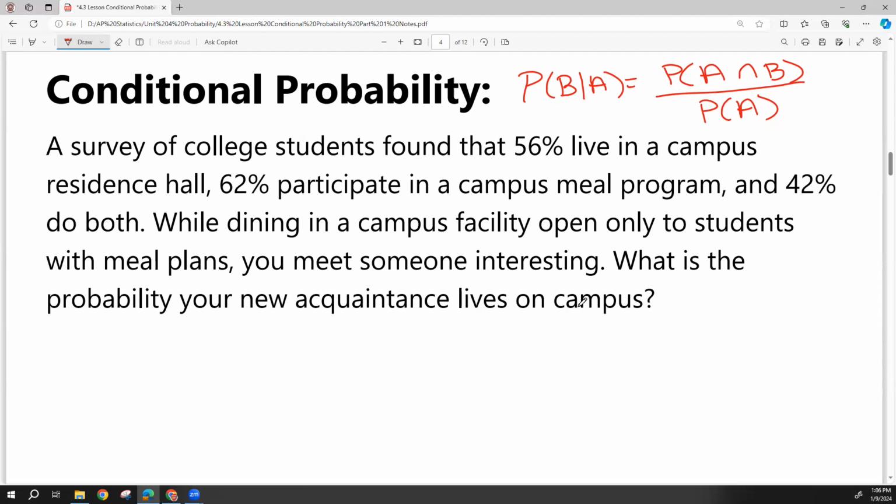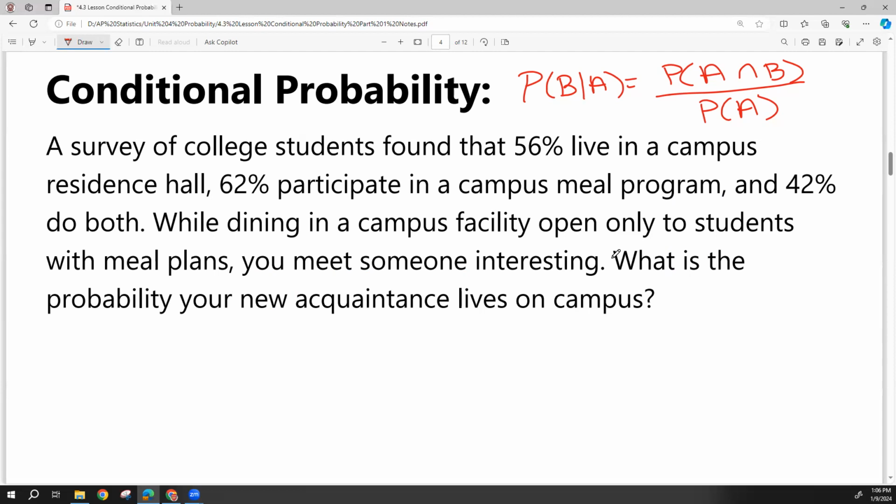So here we have students who live on campus. I believe we did this in the previous lesson. Some live on campus, some have a meal program on campus, and then some do both. And that "do both" thing meant that these things are not mutually exclusive.